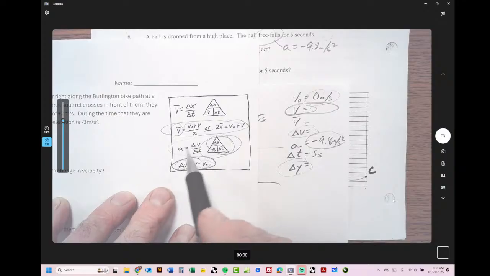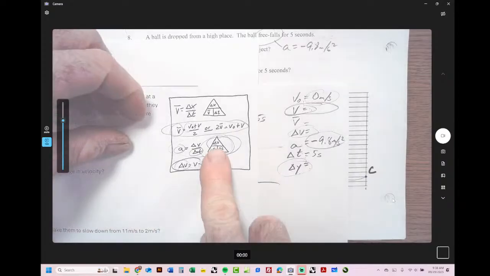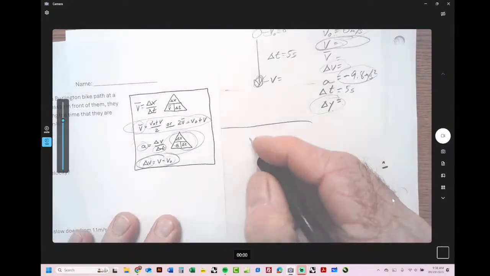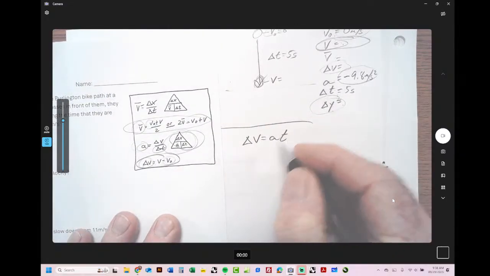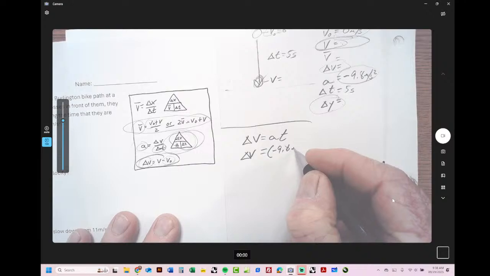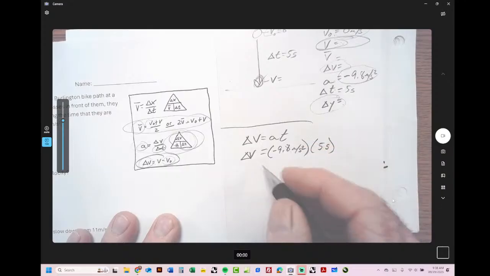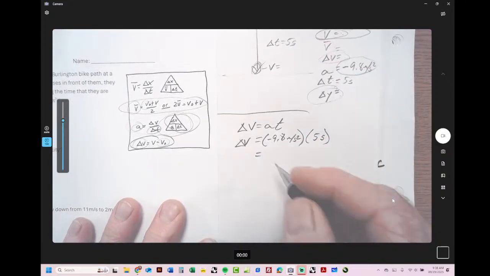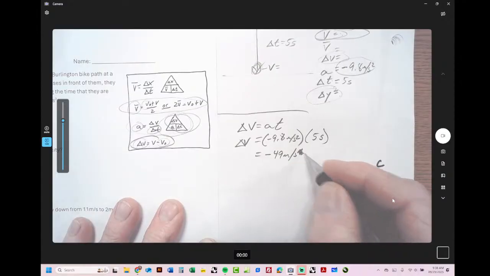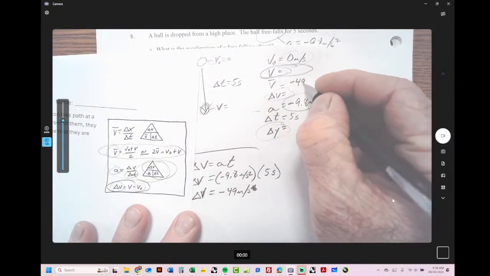Oh, wait, I can find it. I've got A and I've got T. So we have A and T, we can find delta V. So I'm going to cover up delta V. My formula is just A times T. So delta V equals A times T, and A is negative 9.8, and T is 5 seconds. And I've done this enough times to know that if you multiply 5 times 9.8, you get 49. Negative 49 meters per second squared, or per second, is delta V. So negative 49 meters per second.